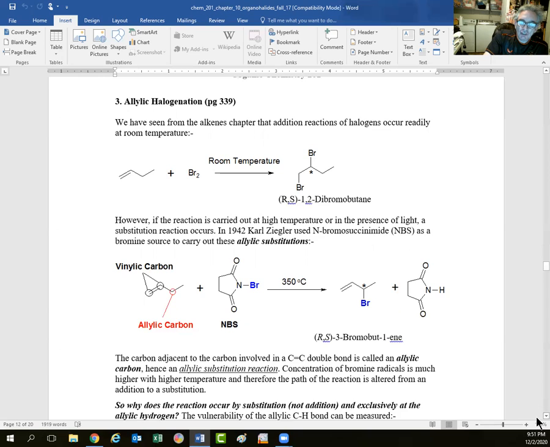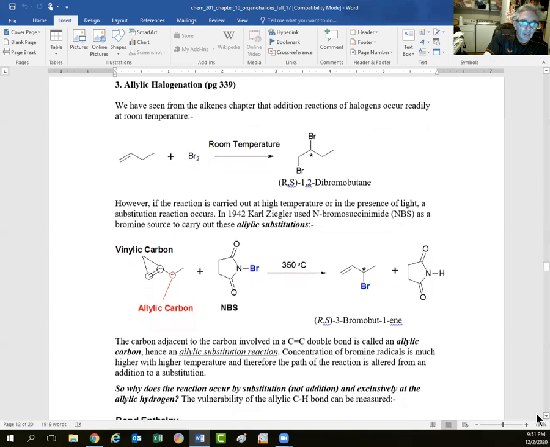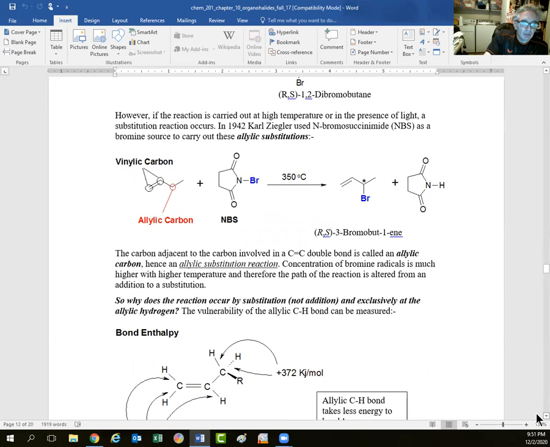However, if the reaction is carried out at a high temperature, or the reaction is carried out while irradiating with light, we see a very different mechanism for the reaction. We see this allylic substitution. And if we look at the carbons in the double bond, the 2 carbons in the double bond themselves are called vinylic carbons. And so any hydrogens attached are called vinylic hydrogens. The carbon which is adjacent to the double bond, sp3 hybridized, is what we call an allylic or allylic carbon, depending if you're British or American. The allylic carbon next door is where we see the substitution occurring if the reaction is carried out at high temperature or with the irradiation of light.